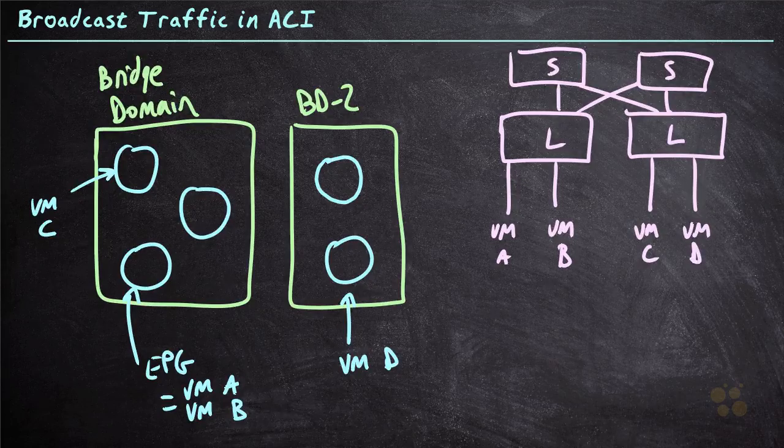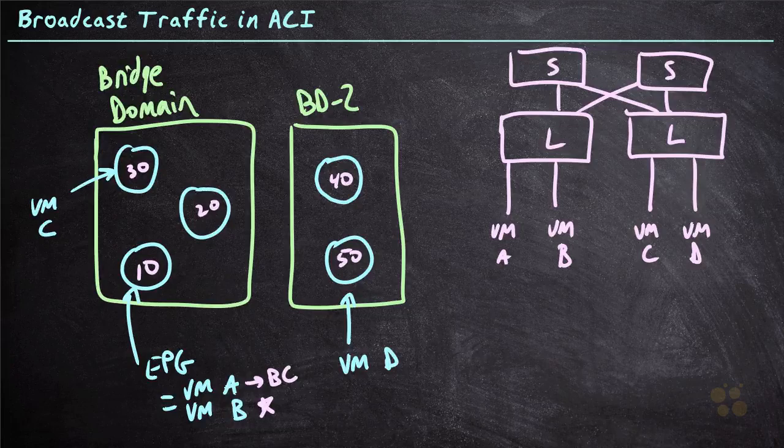Now let's just say that these EPGs are all tied to different VLANs. And so we have VLANs 10, 20, 30, 40, and 50. And so virtual machines A and B are on VLAN 10, for example. Now in a traditional network, if VMA were to send a broadcast out, it would get forwarded to everybody in VLAN 10, namely VMB would also get a copy of that broadcast packet.